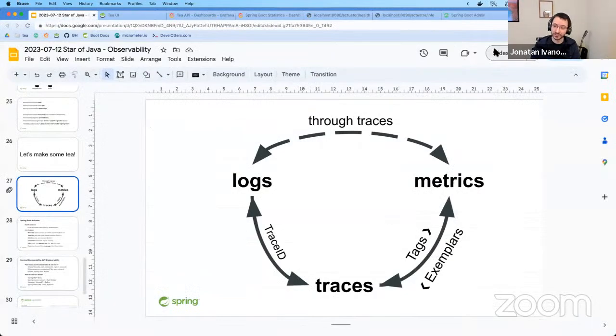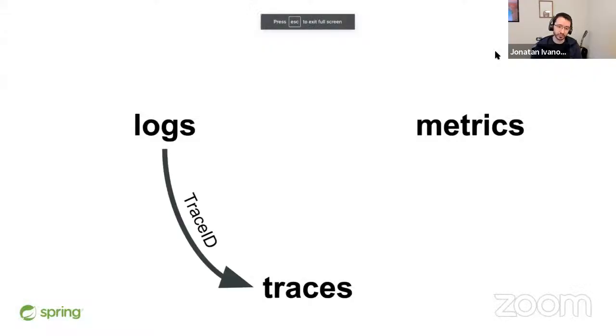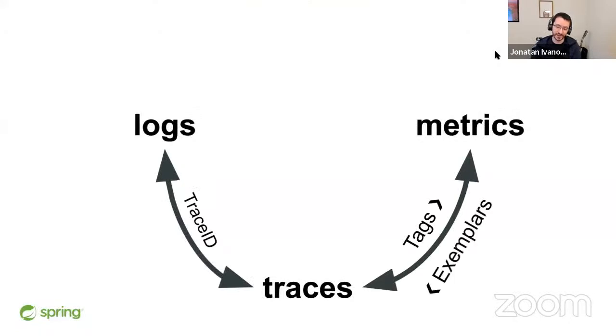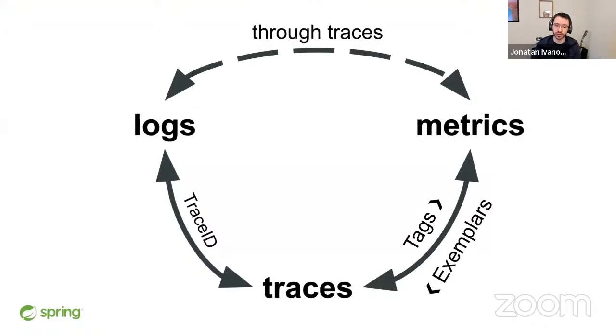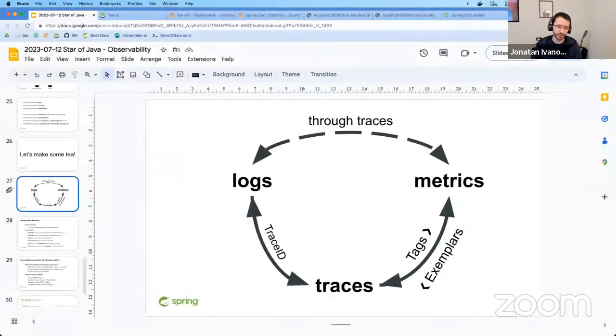Because you can jump from metrics to traces and back, and also traces to metrics and back, you can also jump from logs to metrics and metrics to logs through traces. Not directly, but if you stop at traces, you can jump to the other signal as well.